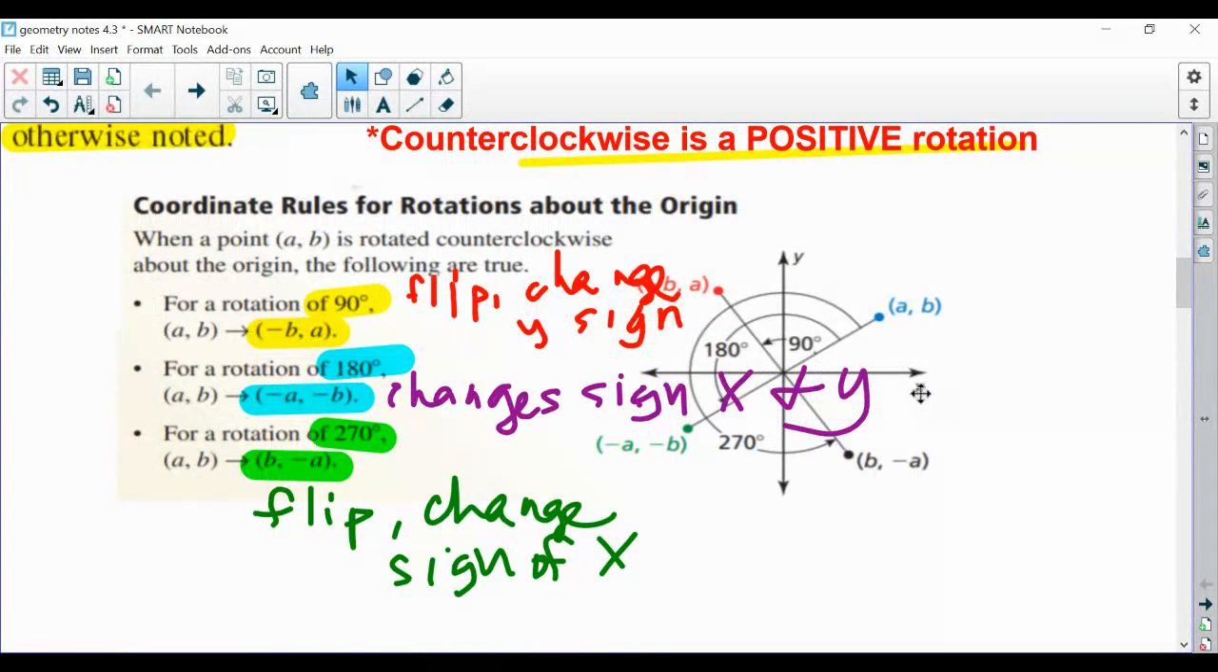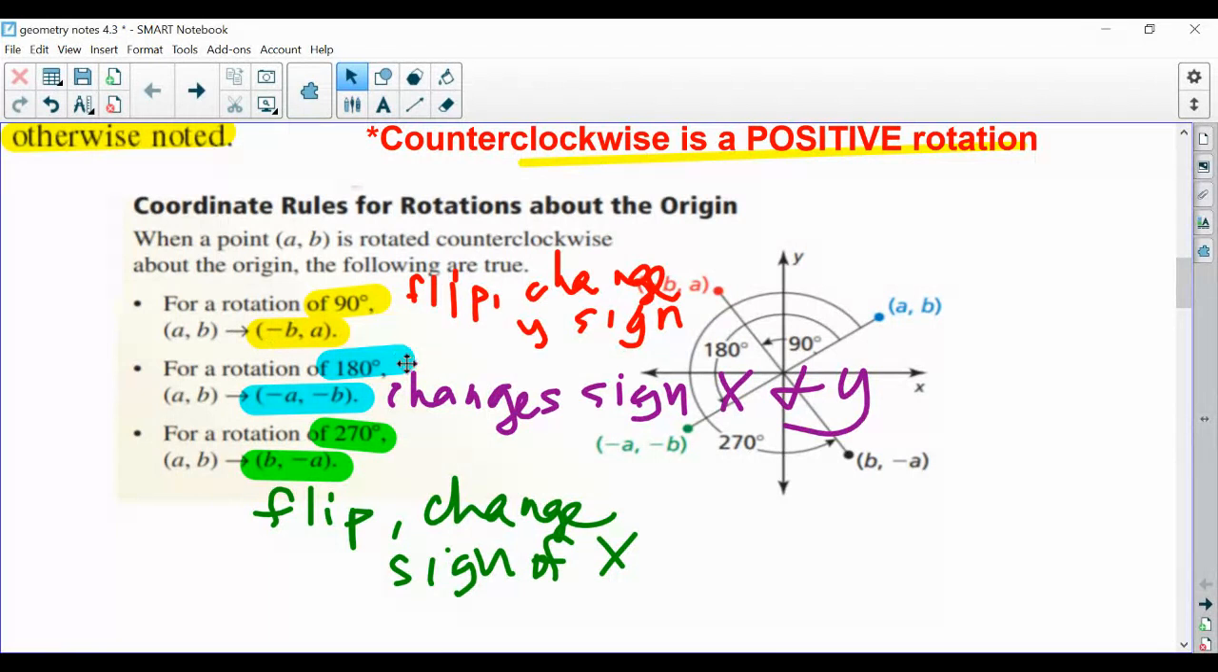The coordinate rules for rotation. This is what your book says, but please feel free to rewrite it in your own words if this confuses you. Your book uses A, B instead of X, Y. You need to know that for a 90-degree rotation, the coordinate rule is negative Y, X, which means flip the numbers around. In other words, put the Y first and the X last, but you're going to change the sign of the Y. So negative Y does not mean just make it negative, because if it was already negative, you would turn it into a positive.